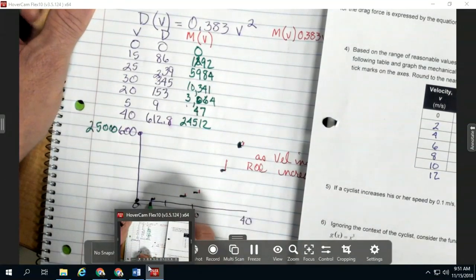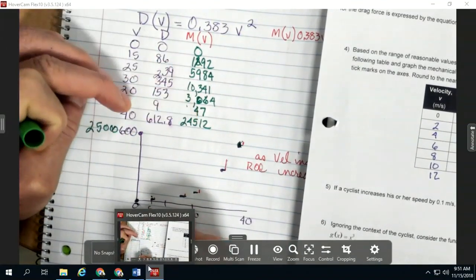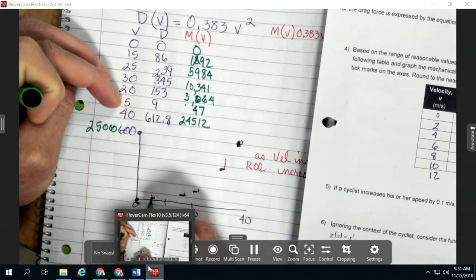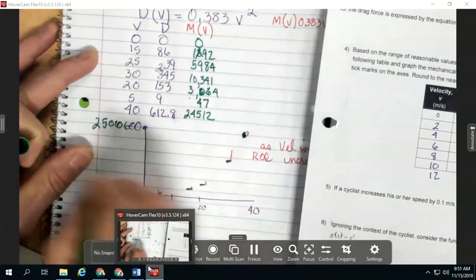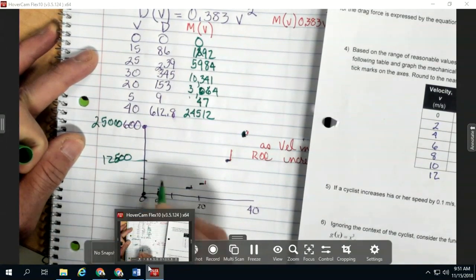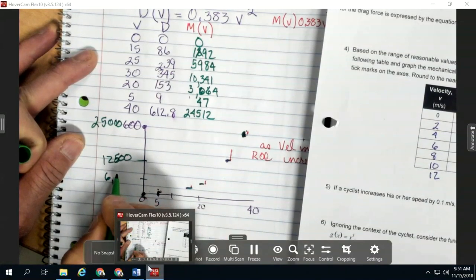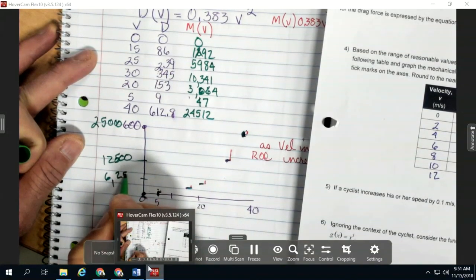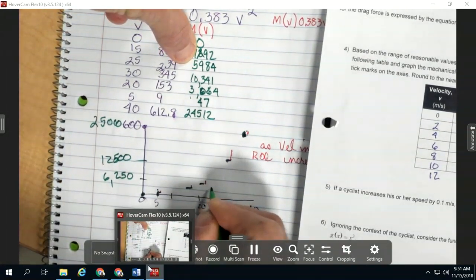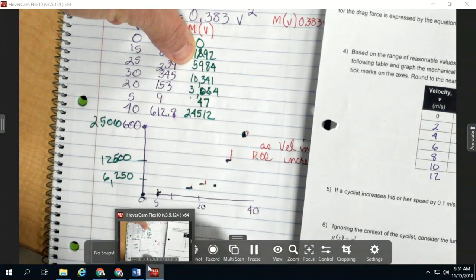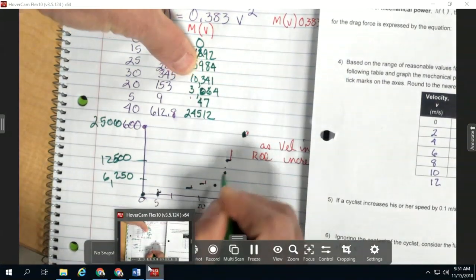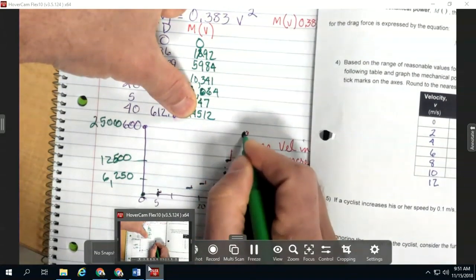So at 5, we are at 47. So that's a little bit lower, isn't it? If that's 25,000, this is 12,500, and this is 6,250. Okay, so at 25 miles an hour, we're still down here, right? At 30 miles an hour, we're up to 10,000, and at 40 miles an hour, we're there.